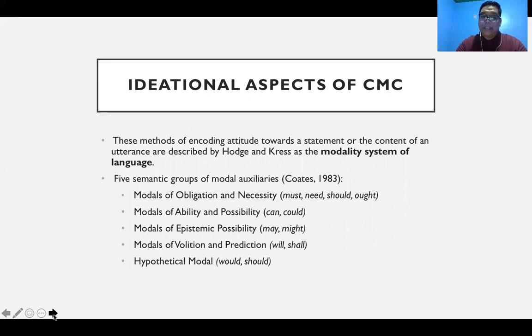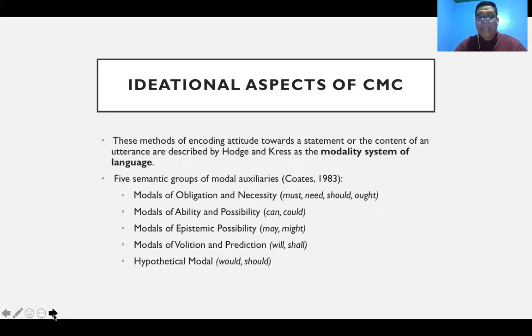Coates in 1983 specifies that there are 5 semantic groups of modal auxiliaries. First one is the modals of obligation and necessity. So these modals include must, need, should, ought. Meaning, when you use these modals in your discourses, then there is a high level of obligation or necessity being included in the meaning or semantics of your discourse. So when you use must, need, should, or ought, that means there is also a high level of necessity or urgency.